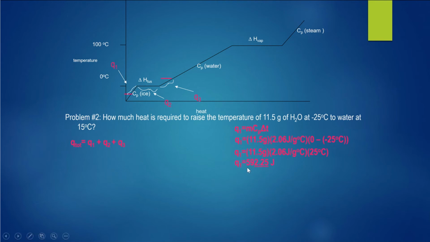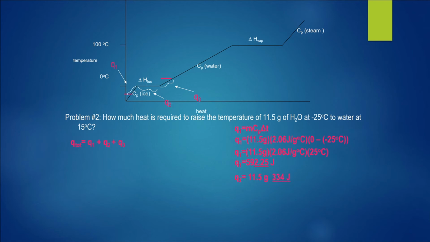We'll calculate a number of 592.25 joules of energy. Only 2 digits because of that 25 degrees Celsius. I've left all 3 here. I'm carrying extras and underlining them.